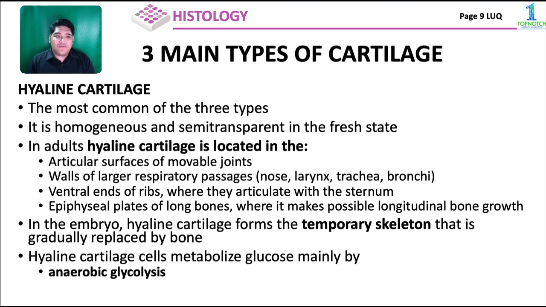So there are three types of cartilage. You have your hyaline. Okay, your hyaline is the most common of the three types. It is homogeneous and semi-transparent in the fresh state. In adults, tandaan nyo na itong mga area ha, ito yung importante. Ang hyaline cartilage, located siya sa surface of your movable joints, walls of your larger respiratory passages. So, ang nose, larynx, trachea, bronchi, hyaline yan.